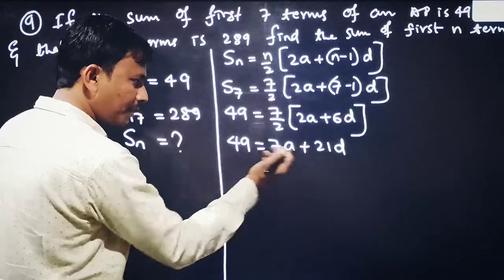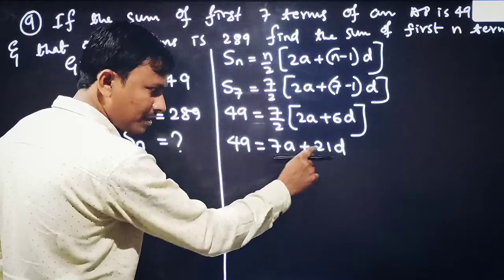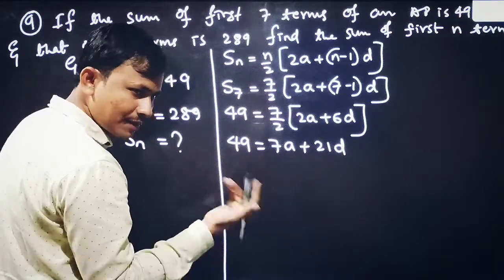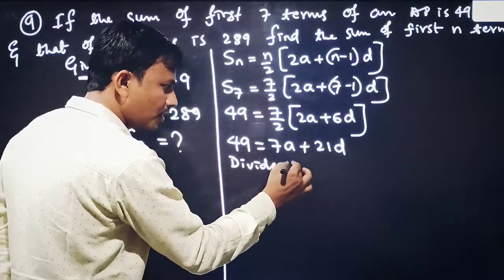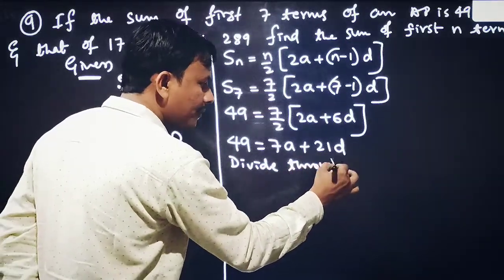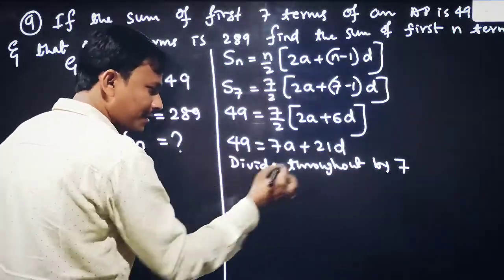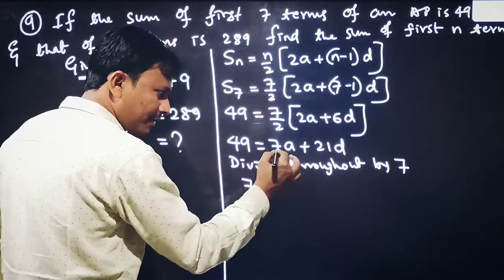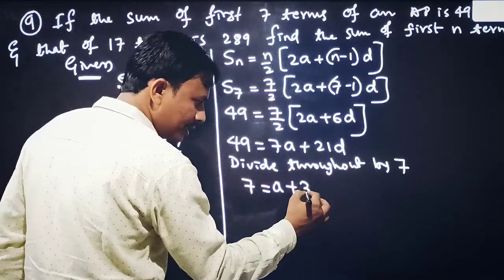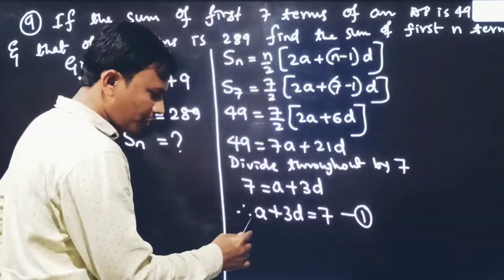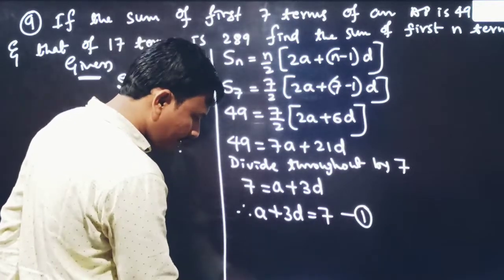Understood? It is divisible by 7 throughout, 7 is the common thing. Divide throughout by 7. 49 divided by 7 is 7. 7a divided by 7 is a, plus 21 divided by 7 is 3d. Therefore a plus 3d is equal to 7. This is equation number 1.